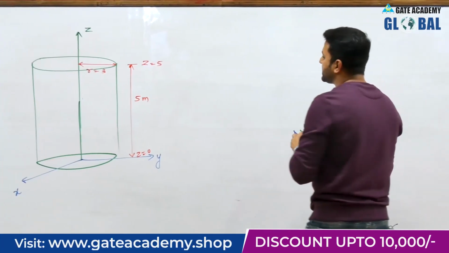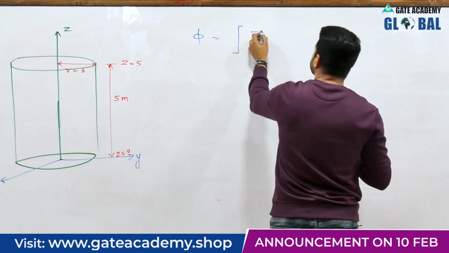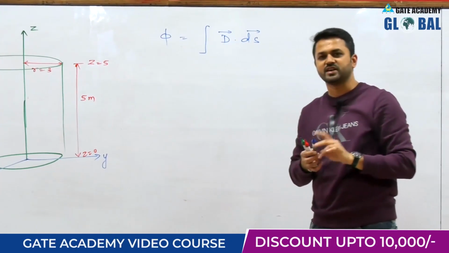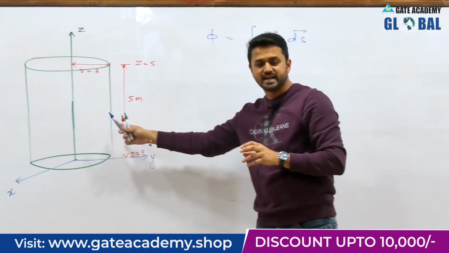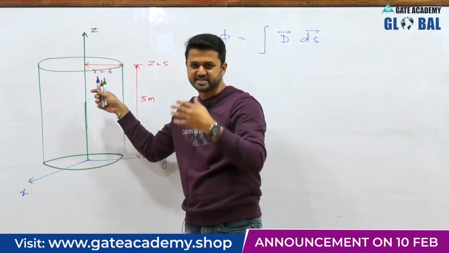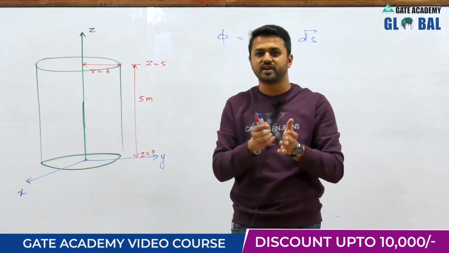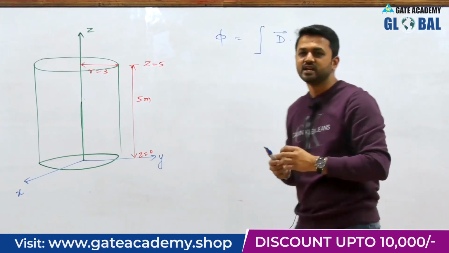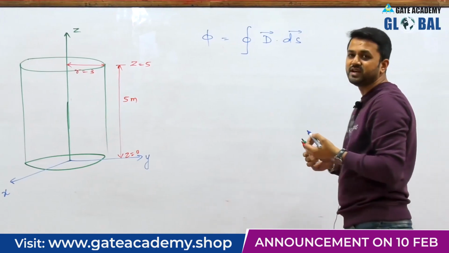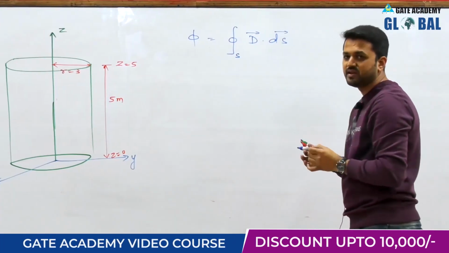Now we want to calculate the flux. The definition of the flux is phi equal to the integration of D dot dS, flux passing through any surface. But here we have to calculate the flux passing through this solid cylinder, that is the closed surface. It has three surfaces, the top surface, bottom surface and the curved surface, and when we combine all three surfaces it becomes a closed surface. So we have to calculate the flux passing through a closed surface, so it would be the closed surface integration of D dot dS.